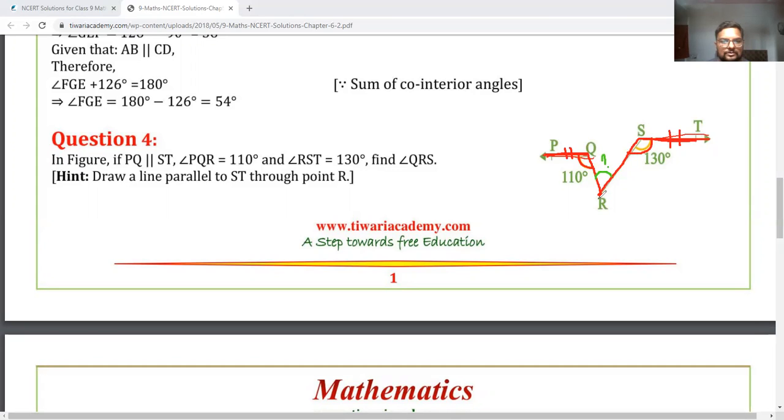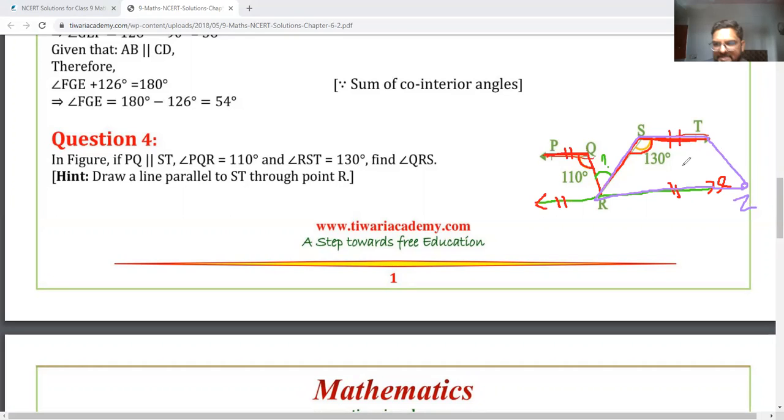For this, what will we do? We'll construct a line which is parallel to PQ and ST, that is this way, which is passing through the point R. And we'll show that this line L is parallel to ST and PQ. Now, let me complete this figure, T, S, R, and somewhere I'll name this point as A, and further if I move here, let's consider as Z.